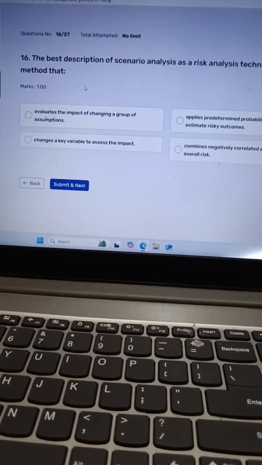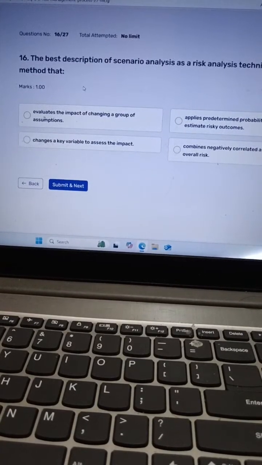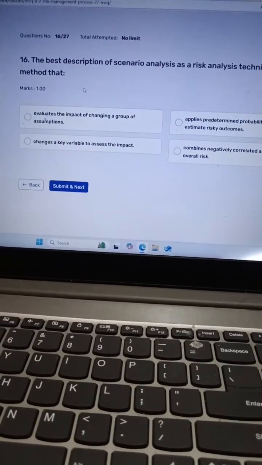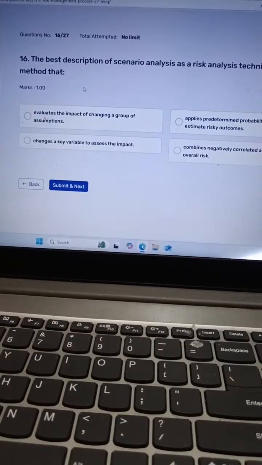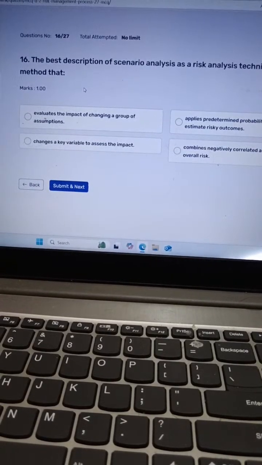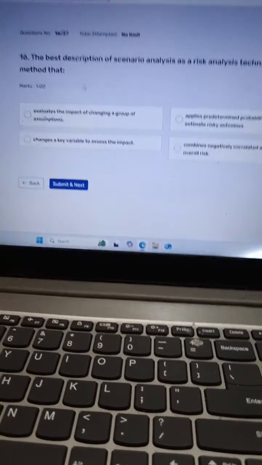The best description of scenario analysis as a risk analysis technique is that it is a method. Best description of scenario analysis as a risk analysis technique. Scenario analysis.